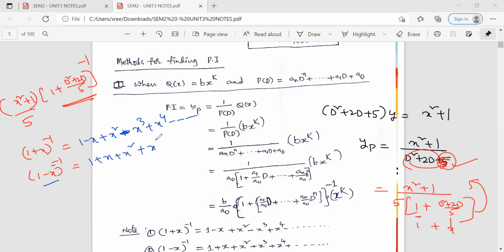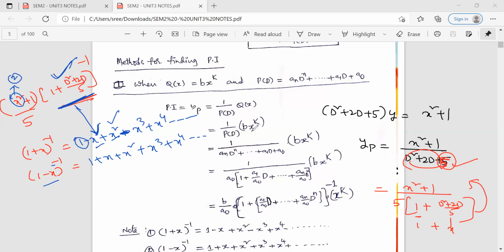1 plus x square plus x cube plus x power like this. Now we expand this equation also by using these formulas. Then how many terms we have to write in expanded form is based on the degree of the algebraic equation. Here the degree of the algebraic equation is 2. So we have to expand this equation in 2 terms. That means after 1 we write only 2 terms, that is enough.